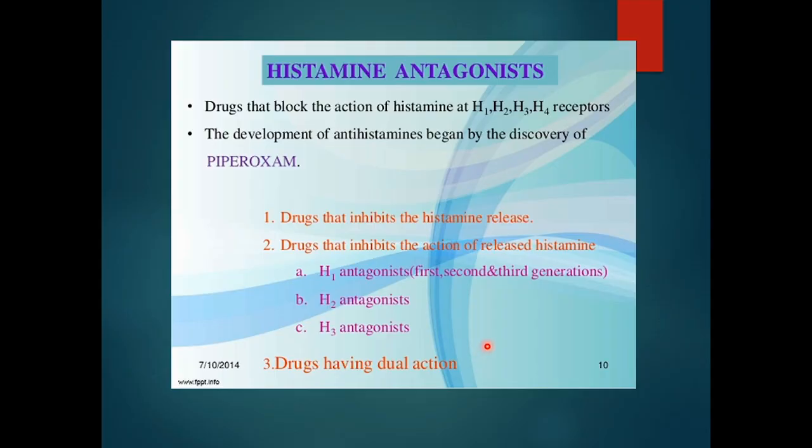So in today's class I have given a brief introduction about what are autocoids, what is histamine, how histamine is stored and released, what are the types of histamine receptors, and what are the examples for histamine antagonists. In the next class I will be discussing some SAR points, meaning structure activity relationship points. Thank you.